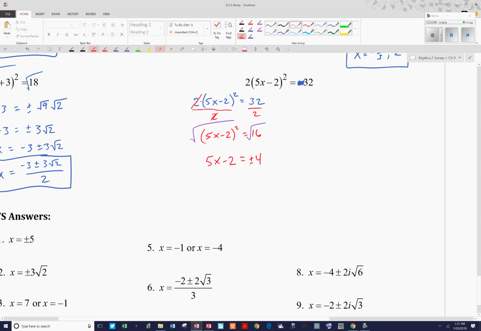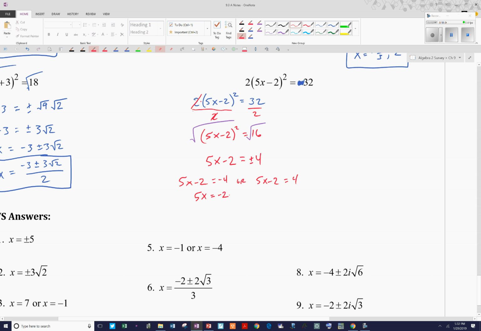All right, now we have, because I'm going to be able to actually combine these things because there's no radical over there, so what I'm going to do is write this as two separate equations, underneath here. 5x minus 2 equals negative 4, or 5x minus 2 equals positive 4. Okay, so first thing I'm going to do is add that 2 to both sides. I don't really need to show that. We're just going to add 2 to both sides in this one here.